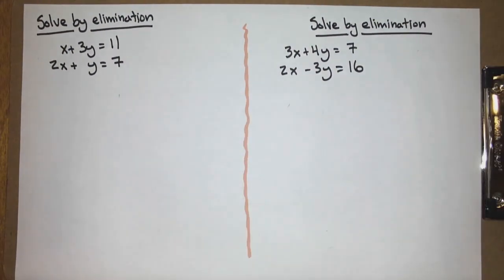x plus 3y equals 11. 2x plus y equals 7. Do you want to eliminate the x, or do you want to eliminate the y? There's not a wrong answer. It's just a matter of which one you prefer. Sometimes some are slightly easier, but again, it's not a wrong or right answer. It's just what do you feel like. So x or y, what do you want to eliminate?